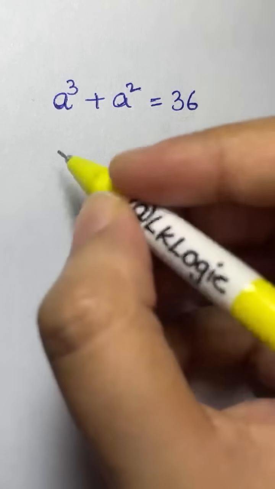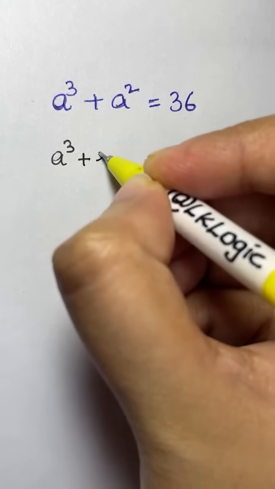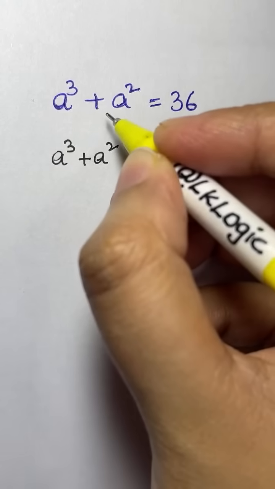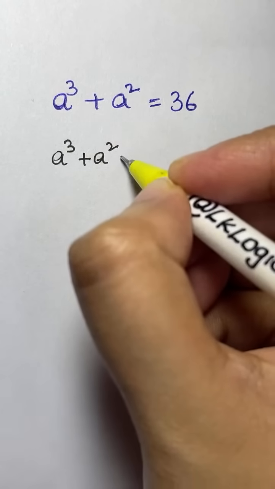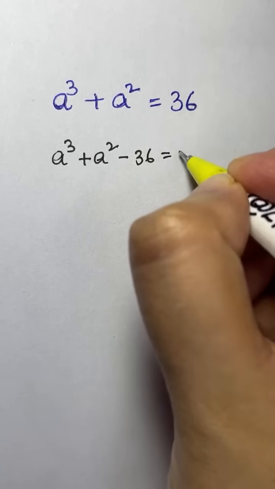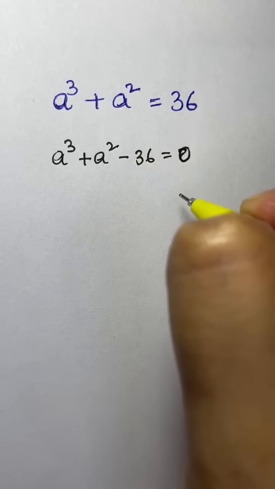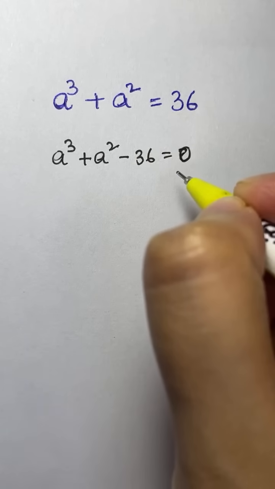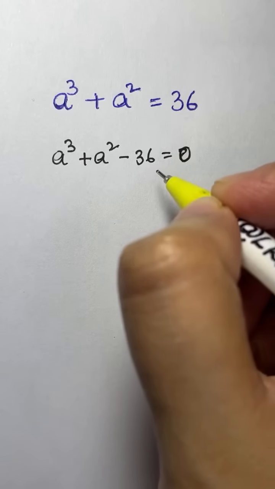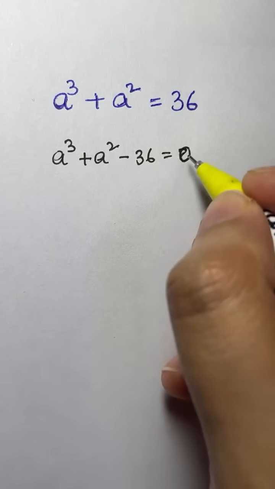So we will have a cube plus a square and subtract both sides by 36. So you will have minus 36 on the left hand side, and here they get crossed out, so you'll have a 0. 36 minus 36 is 0. Now you can use trial and error to find one factor of a. Just substitute 1, it doesn't go.